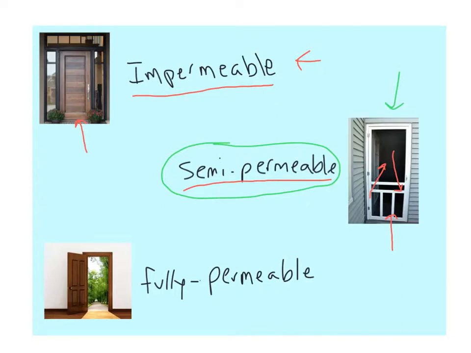And the very opposite of impermeable would be this right here, fully permeable. And that would be like your door wide open. And of course, when your door is wide open, everything can move in and out freely. But remember, our cell membranes are semi or selectively permeable. Some things can move in and out, but others get blocked.